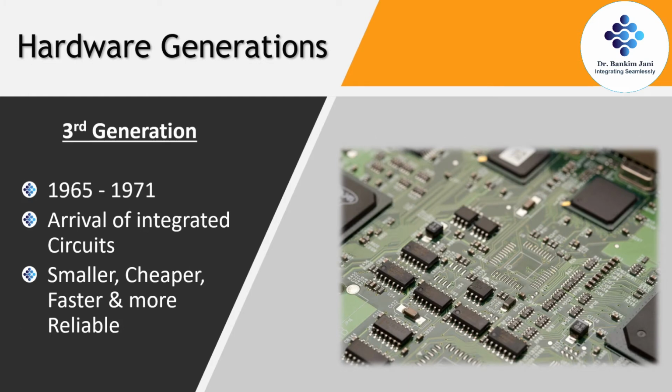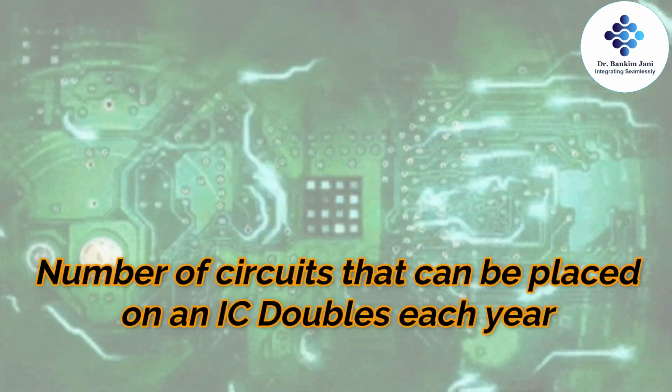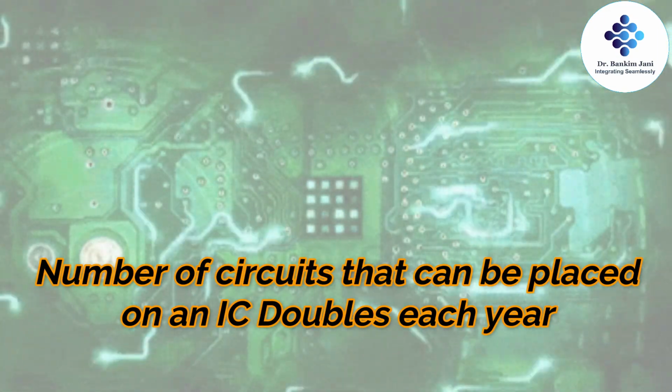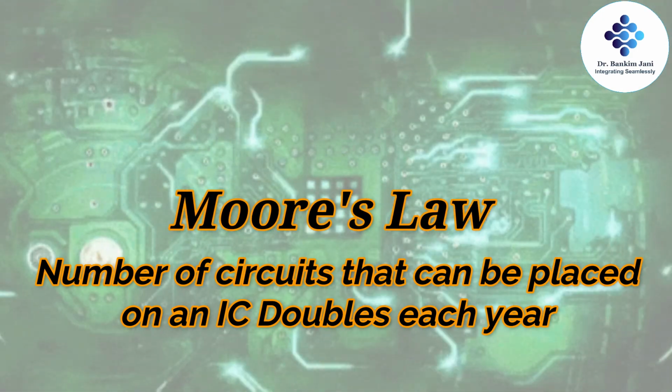Third generation, 1965 to 1971. Arrival of integrated circuits. Solid pieces of silicon that contain the transistors, resistors, capacitors and connections. Integrated circuits were much smaller, cheaper, faster and much more reliable. Gordon Moore, one of the co-founders of Intel, noted that from the time of the invention of the integrated circuit, the number of circuits that could be placed on a single IC was doubling each year. And this observation became known as Moore's Law.